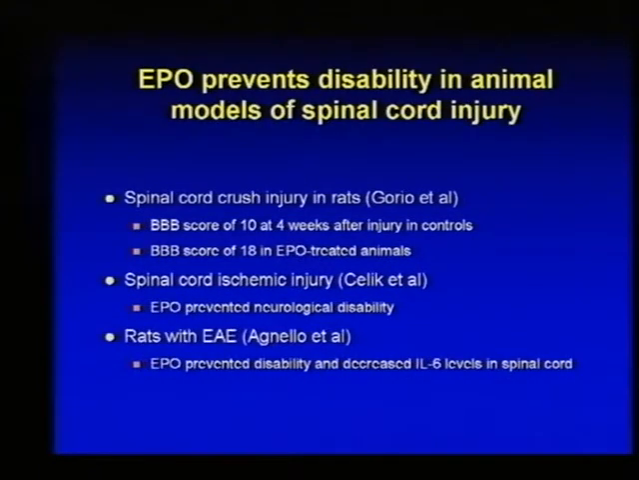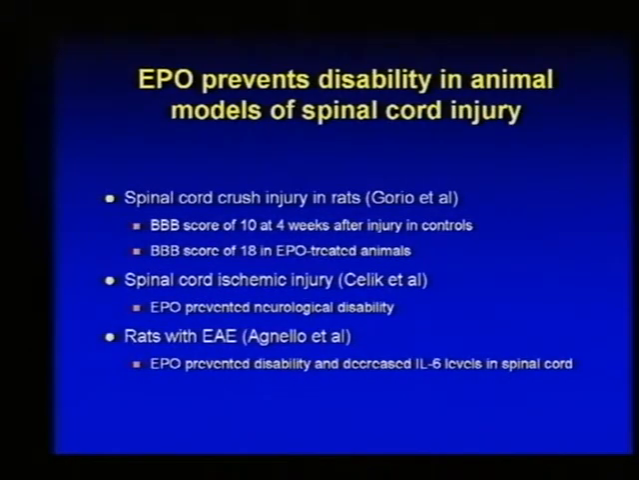This is a spinal cord infarct, and again, EPO prevented neurological disability. And then they also looked at an inflammatory model of spinal cord injury. These are rats who were immunized with myelin basic protein and developed EAE, which is an animal model of MS. These particular rats had bad spinal cord inflammation and disability.